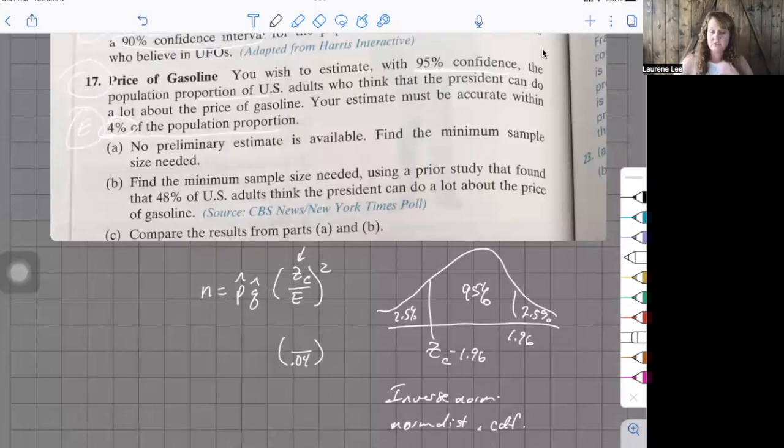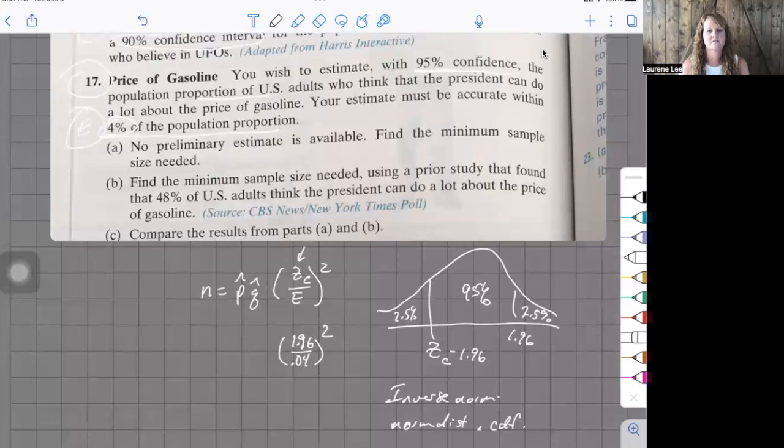So again, you can use the negative or the positive value. It doesn't matter because we're going to end up squaring this. So I just use the positive 1.96. Now, p hat, q hat. This is your sample proportion that say yes and your sample proportion that say no.